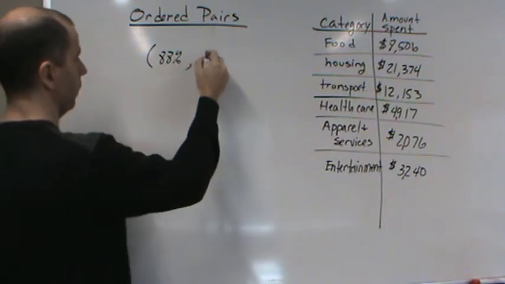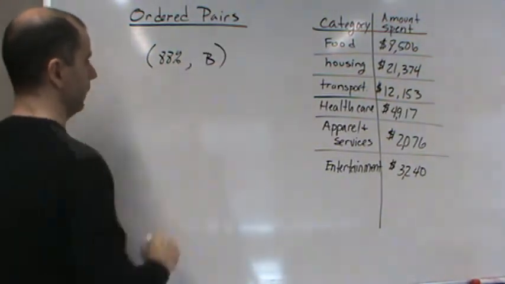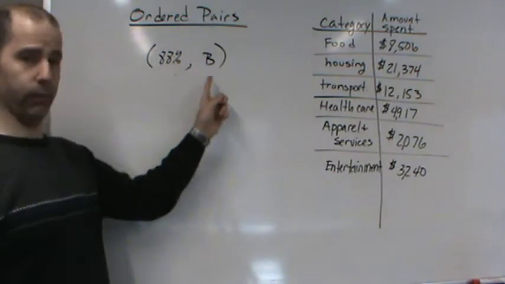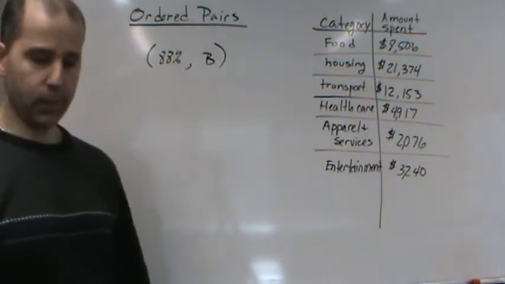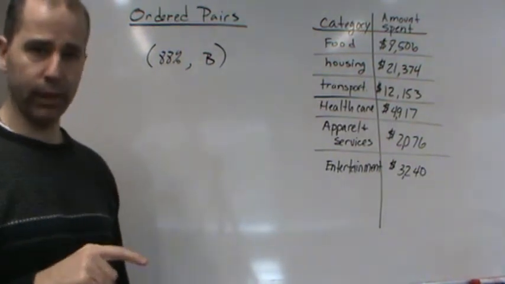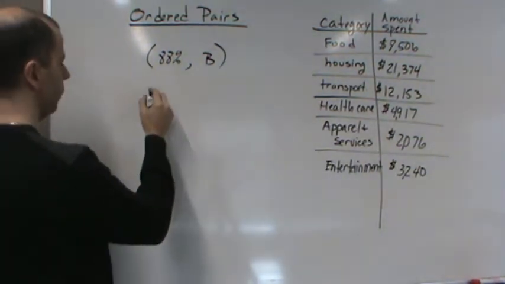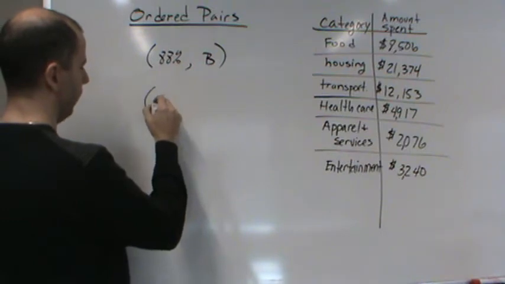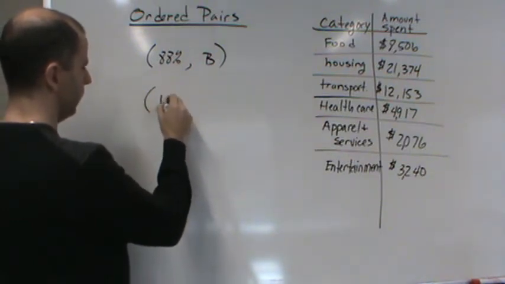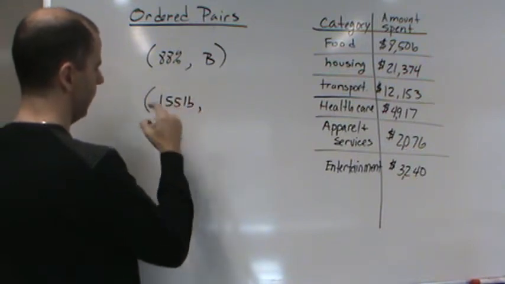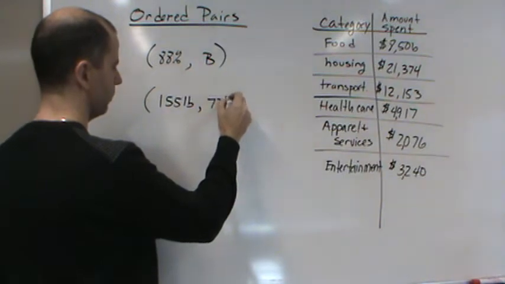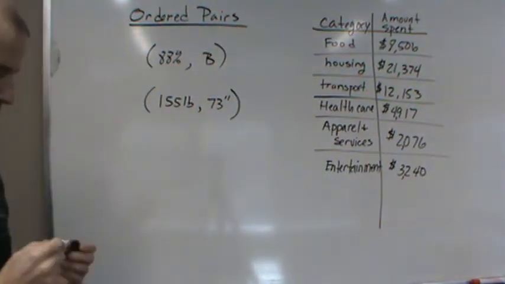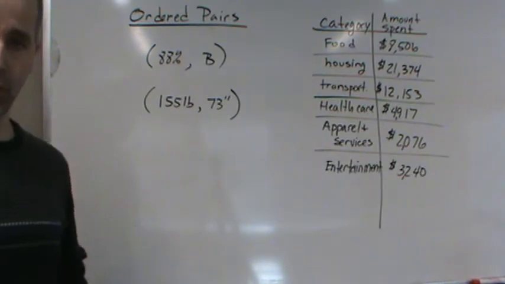For example, we could say 88% corresponds to a B. And so this would be an ordered pair. Or we could correspond a weight to a height. For a particular individual, we could map one individual, and an ordered pair would be, let's say, 155 pounds and the height is 73 inches. That would be an example of an ordered pair.